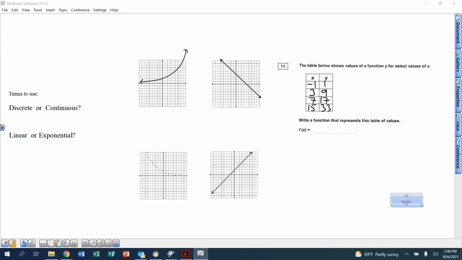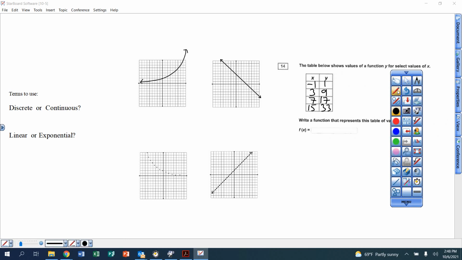Looking at graphs. If graphs have dots, discrete. If no dots, doesn't matter what the line looks like, continuous. So this line has no dots, continuous. It's not the look of it, it's the dots or no dots. This one has no dots, continuous. If a graph has dots, that would be discrete. Dots for discrete, waiting for data, discrete.